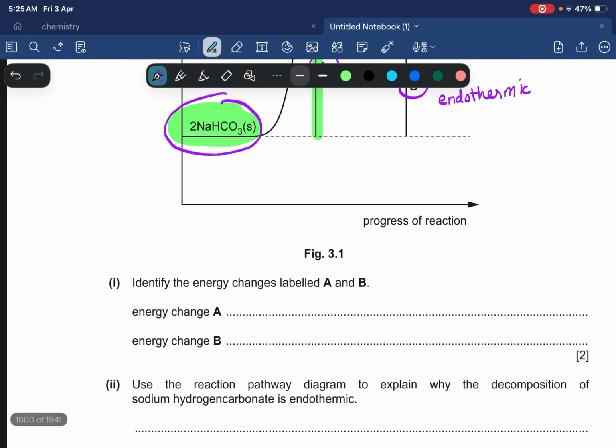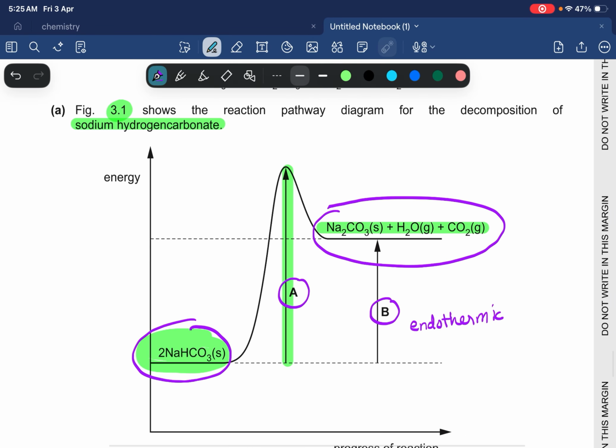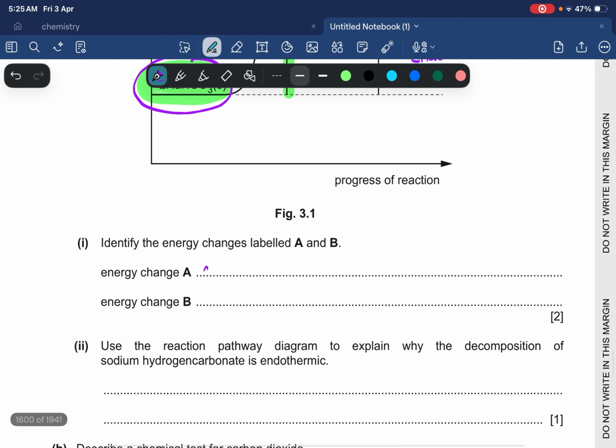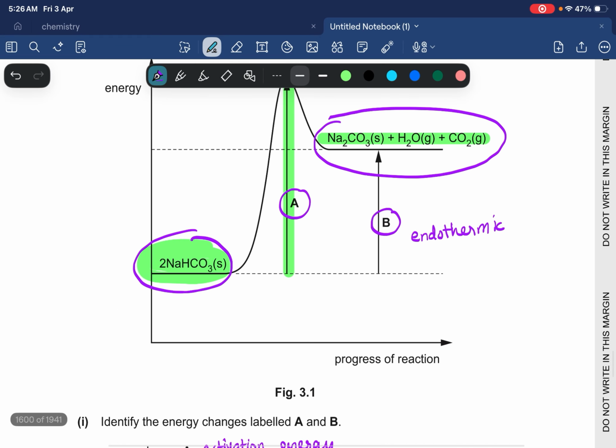Identify the energy changes labeled A and B. You know that in an endothermic reaction, the activation energy is always from the reactants to the top of your energy hump, and your enthalpy change is from the reactants to the top of your products. So A is my activation energy, the minimum energy required by the particles in order to collide and react, and B is my enthalpy change, which is going to be positive in this case because this is endothermic.